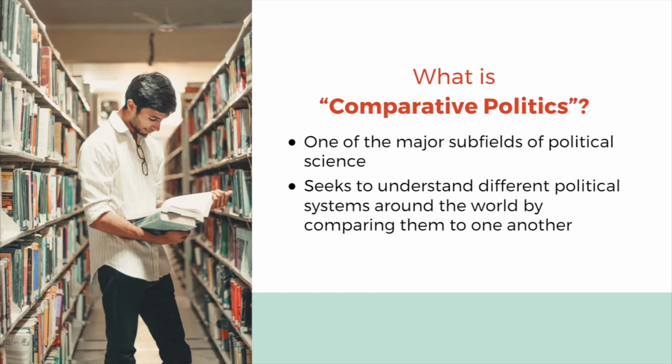Comparative politics is one of the major subfields of political science. Other major subfields of political science include international relations, political theory, and political economy. There's a lot of overlap between these different fields of study, and there are other smaller fields of study as well. Comparative politics allows us to ask some really big questions about the world.